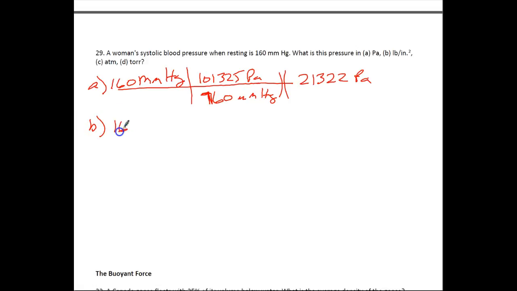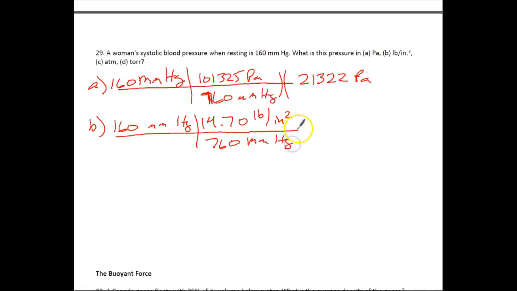For letter B, we have 160 millimeters of mercury. We're going to take this one and convert to pounds per square inch. So that's 14.70 pounds per square inch and 760 millimeters of mercury. And that will be 3.1 pounds per square inch. So obviously it's not huge. Think about your tires in your car, somewhere around 30, 32. If you have a nice bicycle, probably about 100 pounds per square inch.